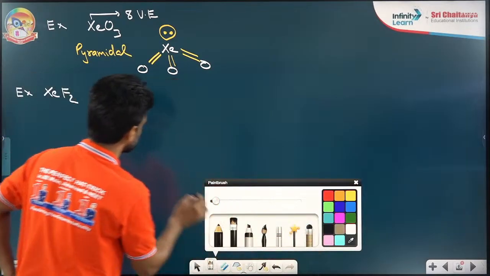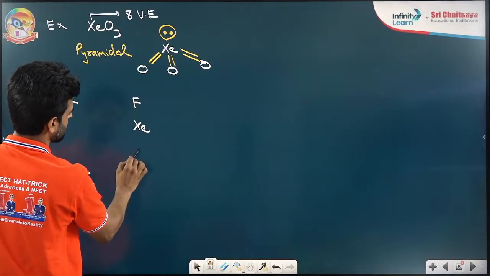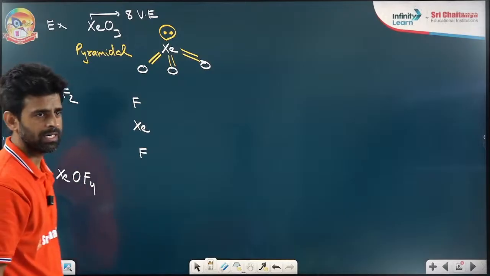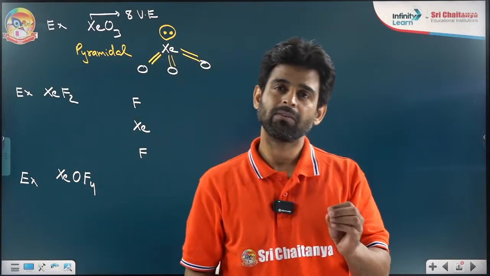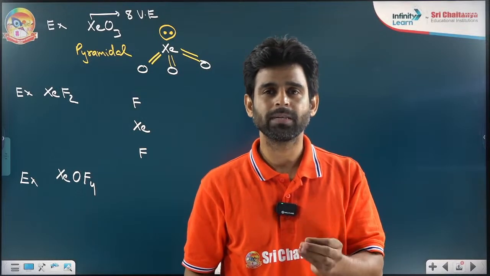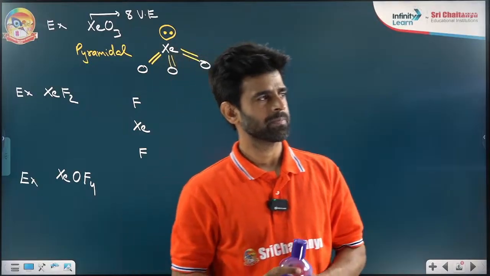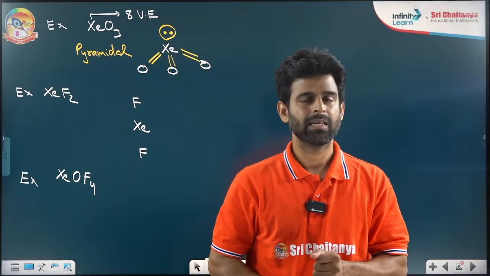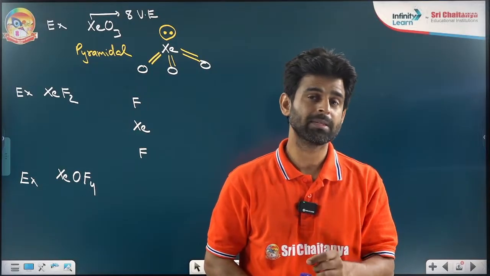Now again, xenon has 8 valence electrons, and I'm keeping 2 fluorine, right? So please tell me, beta, answer me. Xenon will have how many bonds and how many lone pairs? Tell me. Give me some information about it. Yes, Yogesh, tell me. How many sigma, how many pi, how many lone pairs? Tell me.